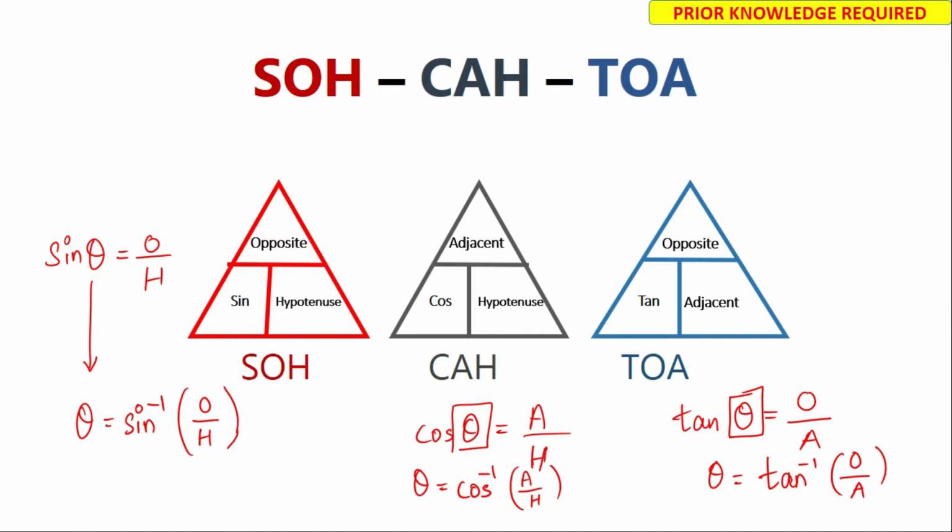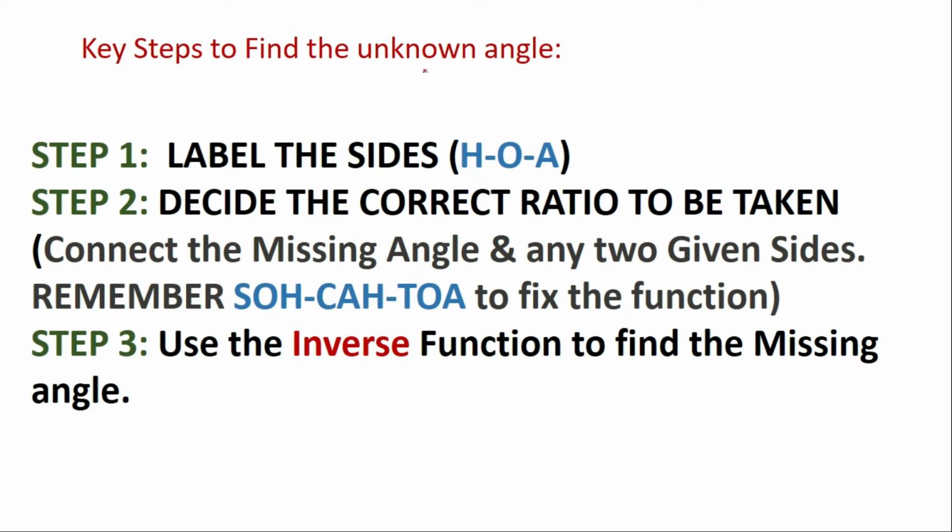So this is what we are going to do. The key steps to find the unknown angle are pretty similar to the ones that we used to find the sides, with the last step where we use the inverse function. Let me just read it for you. Step 1, label the sides as H, O, and A: the hypotenuse, opposite side, and adjacent. Step 2, decide the correct ratio to be taken. You look at SOHCAHTOA and decide whether it's a sine, cos, or tan that you will be taking. And finally, step 3, to find the angle, you're going to use the inverse function to find the missing angle. So these are the 3 steps that you're going to follow.